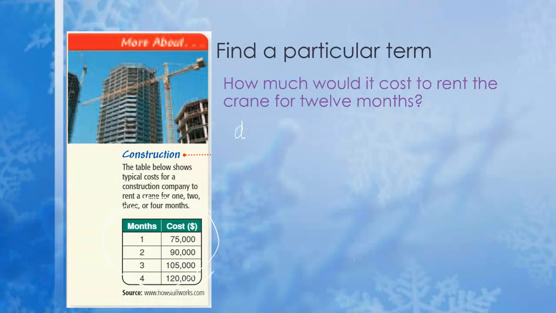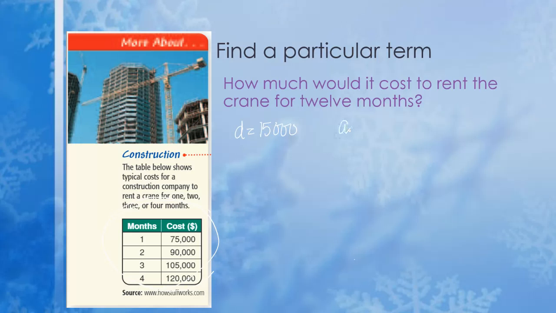Let's find our D value first. So we're going up from 75,000 to 90,000. So we're just going to take 90,000 minus 75,000, and we get a D value of 15,000. And I always like to check it just to be sure with the second terms. So is 90,000 plus 15,000 105? Yes, it is. So I know I've got my D value correct. And it's positive because it's increasing.